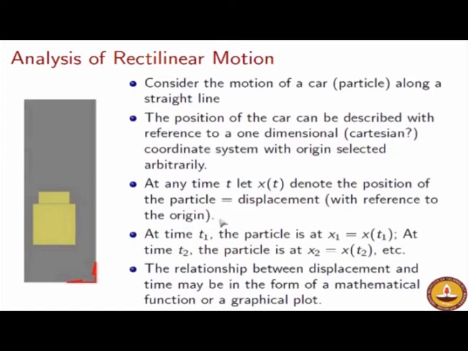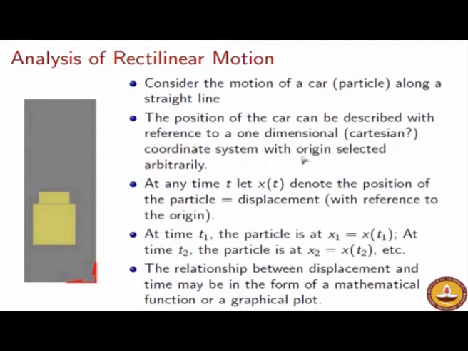As we argued at length, the position of the car can be best described with reference to a one dimensional coordinate system, and obviously it is going to be Cartesian. For one dimensional, there is absolutely no ambiguity. There is nothing like a cylindrical one dimensional system or a spherical one dimensional system. If it is a one dimensional system, the only possible choice is obviously Cartesian. So, this question of Cartesian is just left to confuse you. It has to be Cartesian, it cannot be anything else.